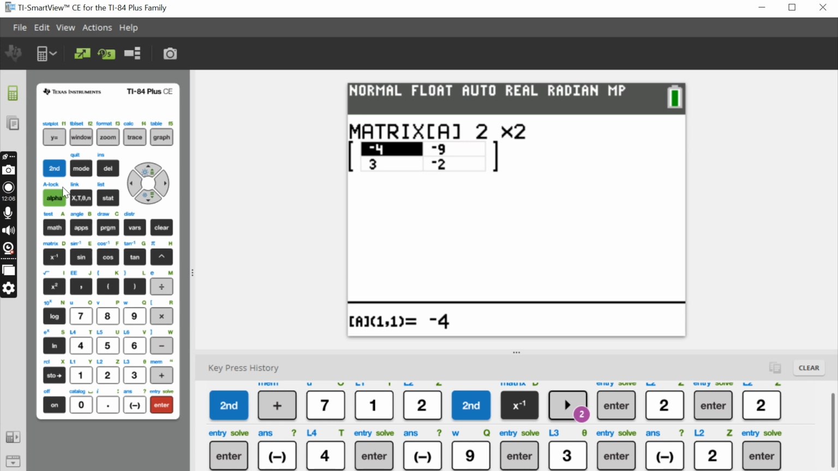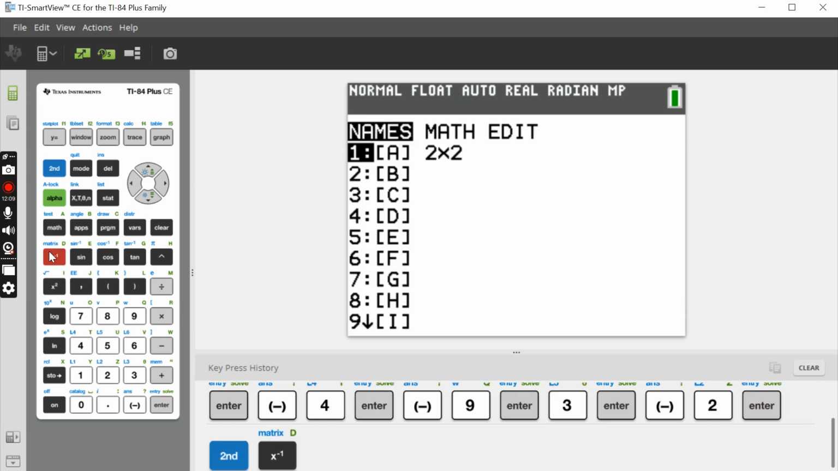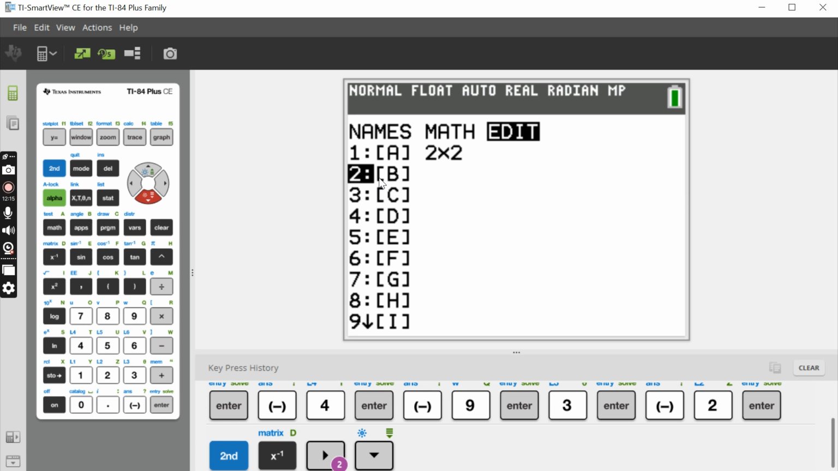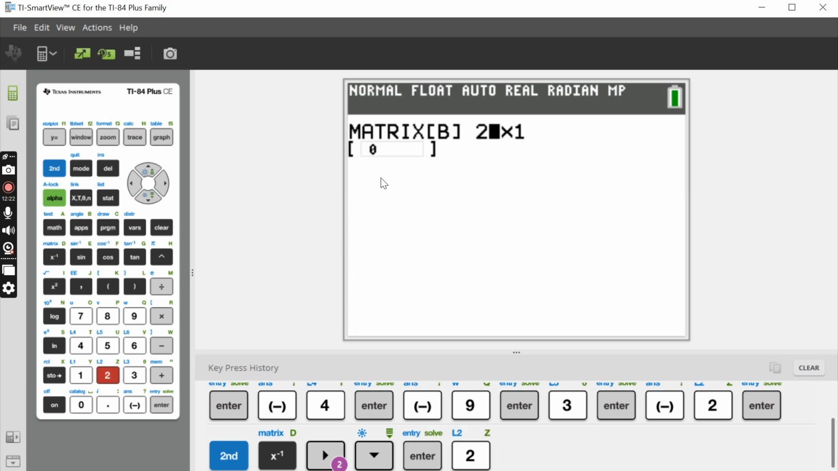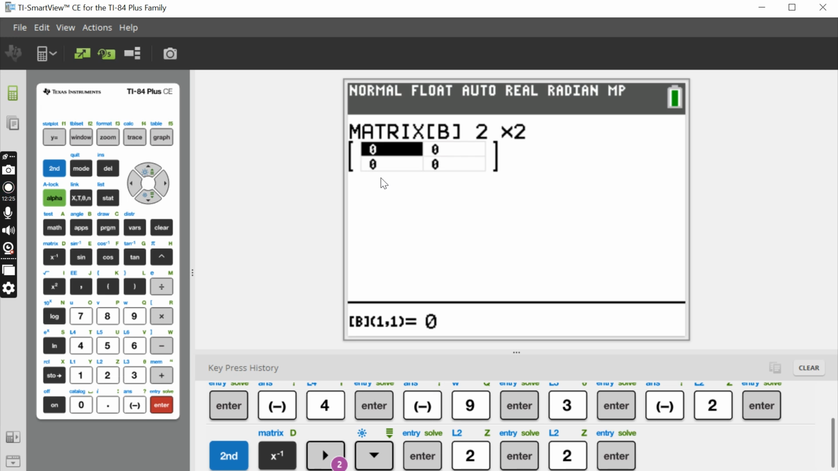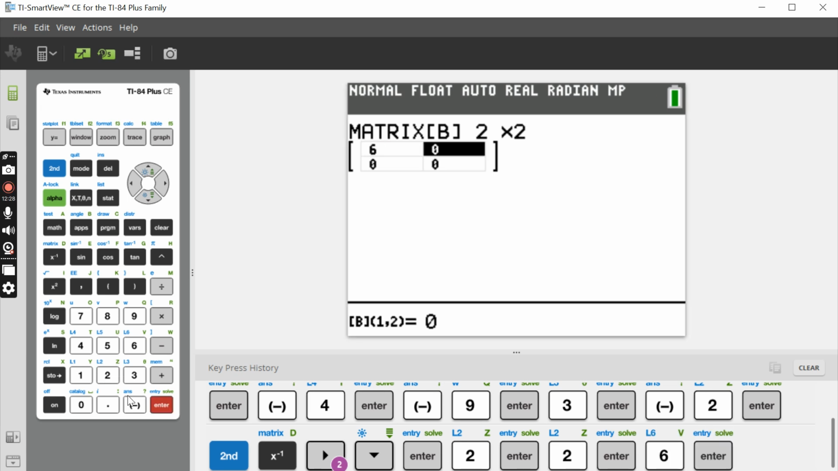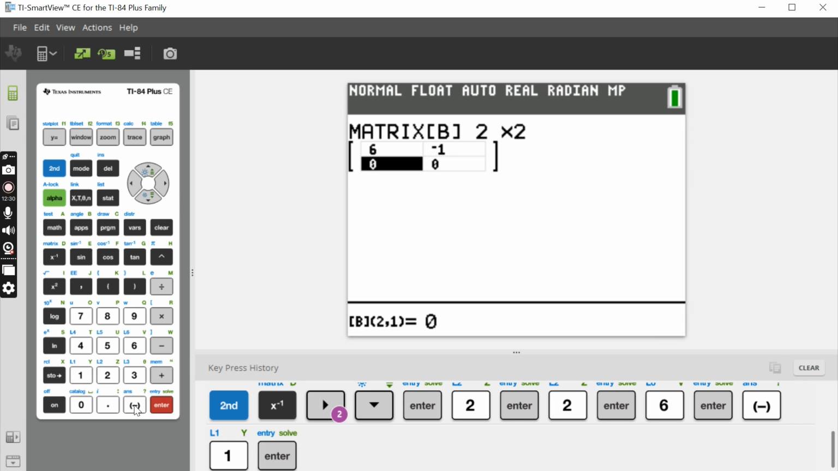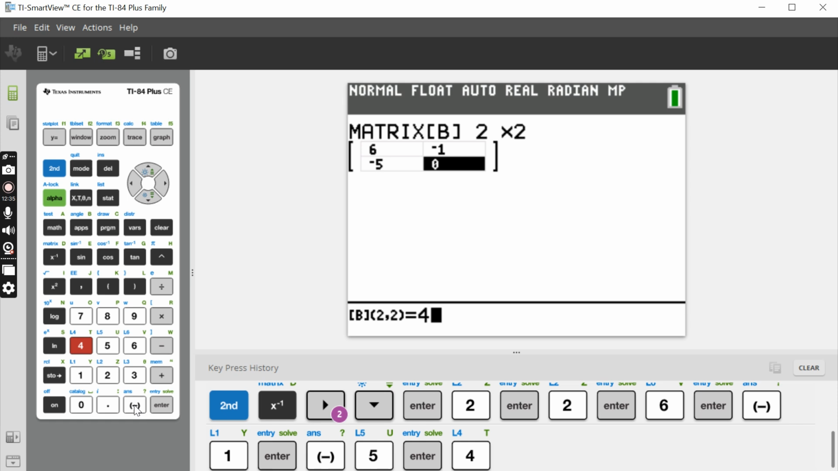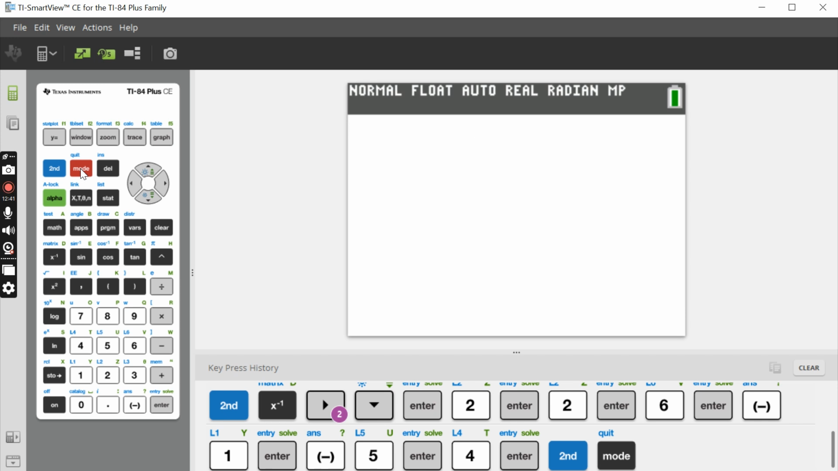Okay, and then I'm going to go back, second matrix, arrow over to edit, and this time I want to edit number 2, so I do need to go down to B this time, or select number 2, so that I can put a second matrix in. So this was also a 2 by 2, and it was 6, negative 1, negative 5, and 4. Okay, and then I'm just going to hit second, quit. So I'm on my blank screen.